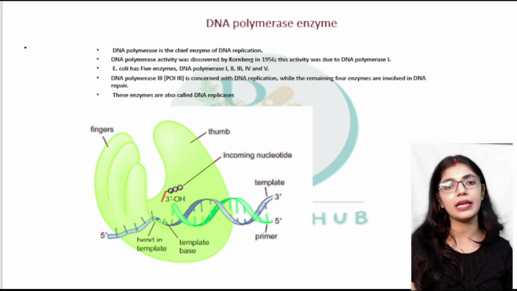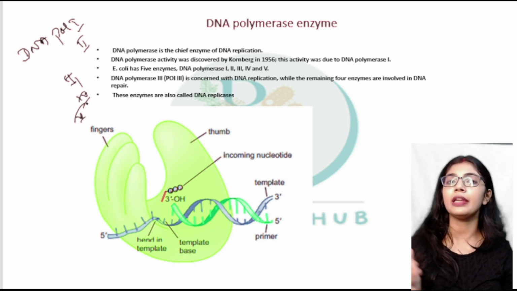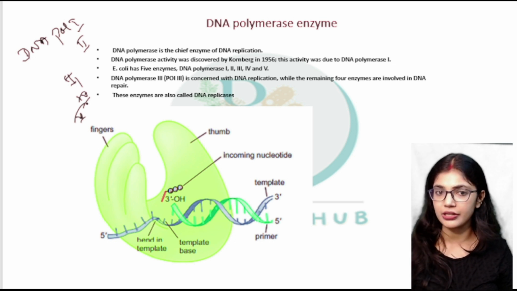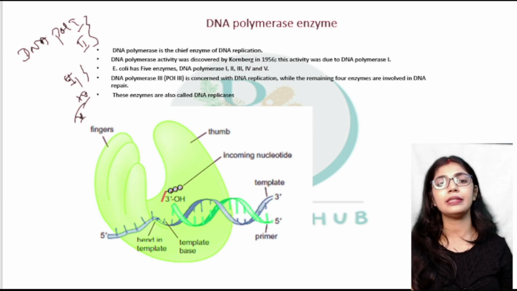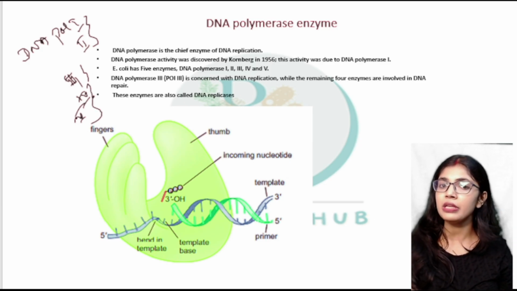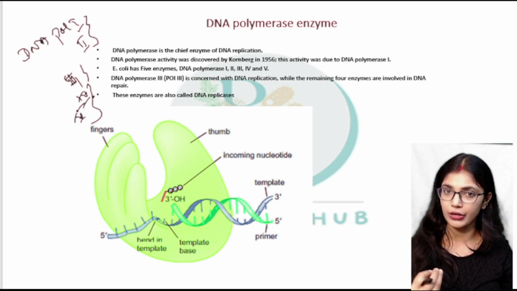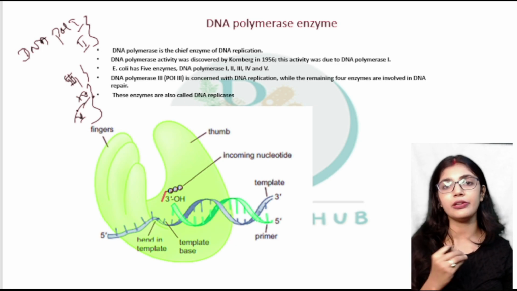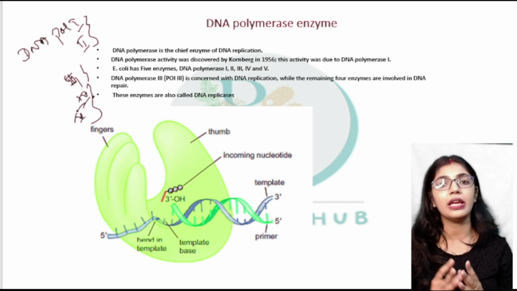DNA polymerases are of different types, like DNA polymerase 1, DNA polymerase 2, DNA polymerase 3, 4 and 5. During the process of DNA replication, mainly 2 to 3 enzymes are responsible, like DNA polymerase 1, 2 and 3. Basically, DNA polymerase 3 is used during the process of elongation. DNA polymerase 4 and 5 are used during the repair mechanism. When any incoming nucleotide has a mismatch, it is repaired by DNA polymerase 4 and DNA polymerase 5.